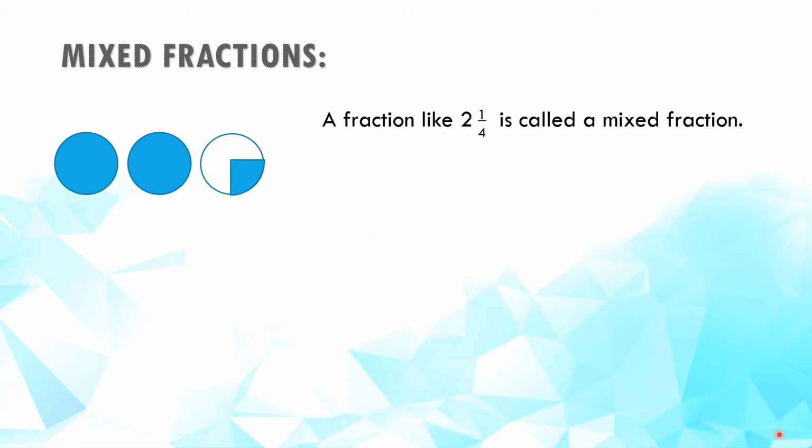Mixed fraction. Students, here 3 circles are there, 2 whole circles and 1 is a quarter part. A fraction like 2 and a quarter is called a mixed fraction. 2 indicates 2 whole circles and 1 upon 4 is a quarter part of that circle.